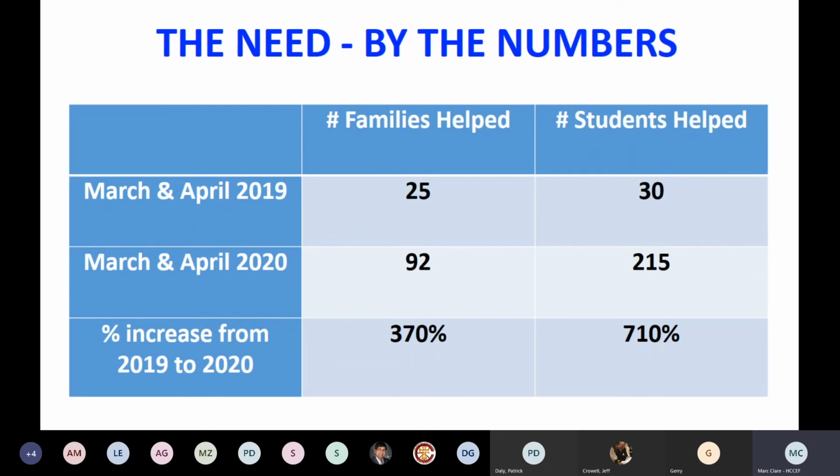Just to give that some perspective, not including this past fiscal year because it's a bit of an anomaly, over the previous three fiscal years we averaged in and around 200 students per year. So when you have over 200 students in a two-month period, that gives you some perspective as far as how many students have been helped in that short time frame.